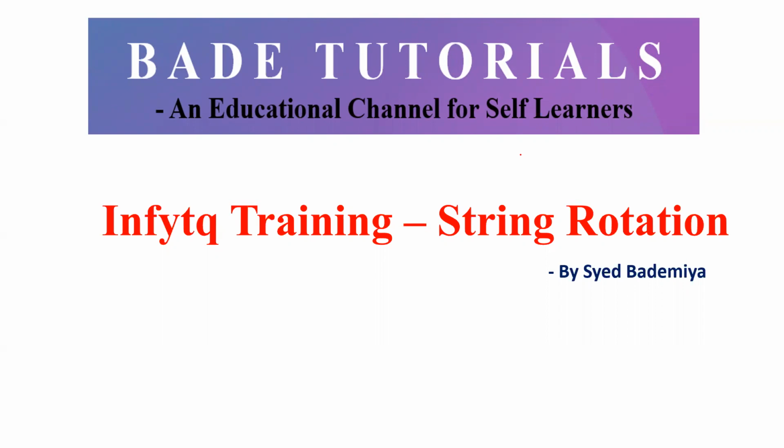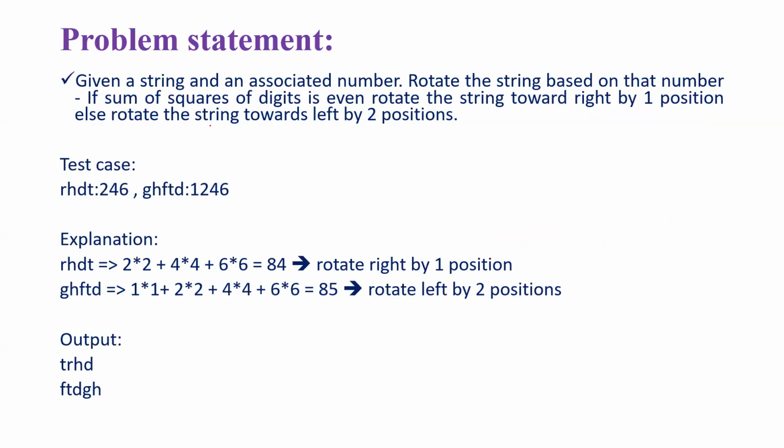Today we are going to see a coding problem related to string rotation. This is the problem statement. You will be given a string and an associated number. You need to rotate the string based on that number, which means you need to calculate the sum of squares of the digits present in that number.